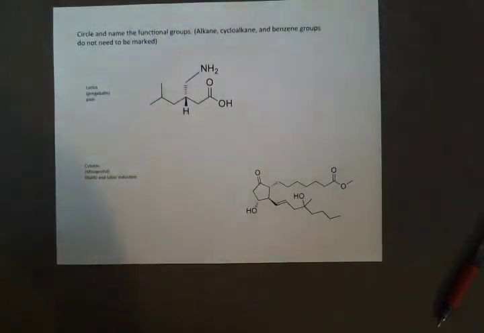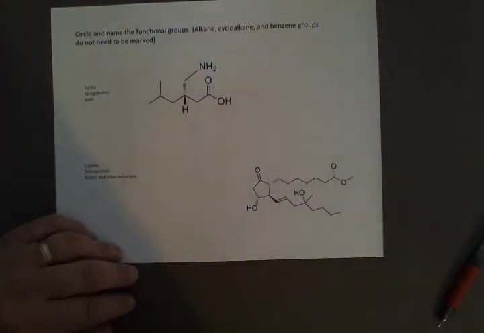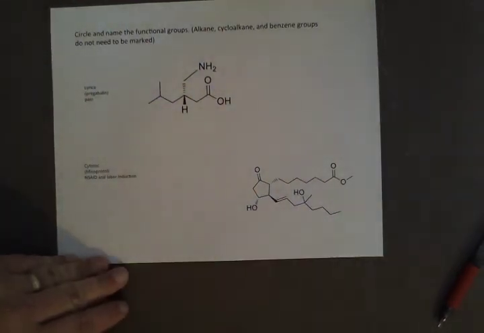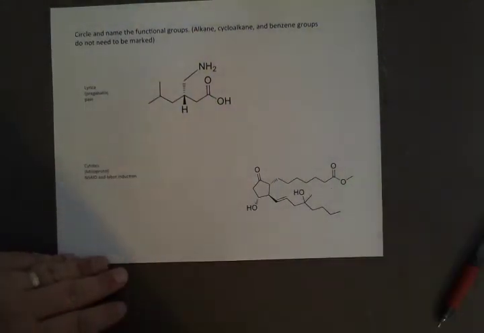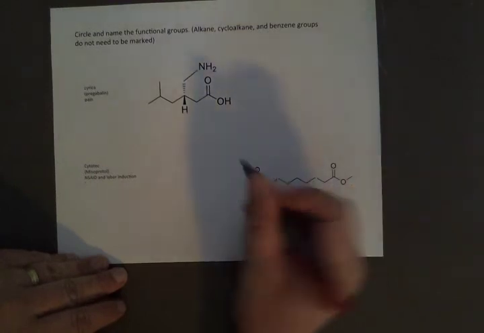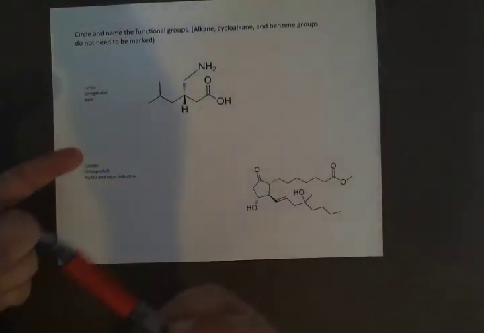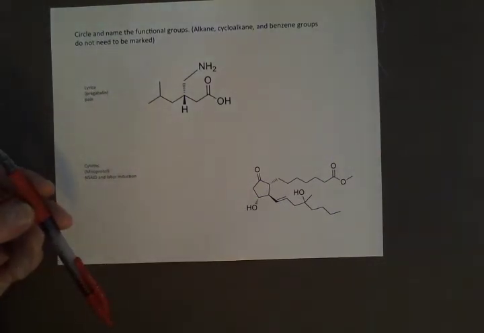Okay, so functional groups. These I really like. Here I'm going to give you some actual drug names. So this one here is Lyrica. This is for pain. With that, usually what you want to do is look for anything that has a double bond or triple bond, and anything that's a non-carbon.